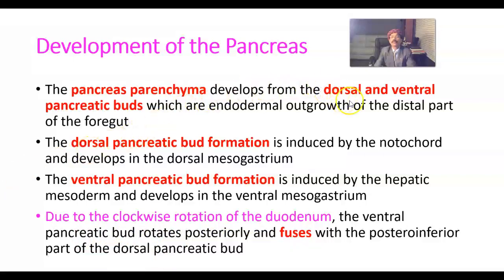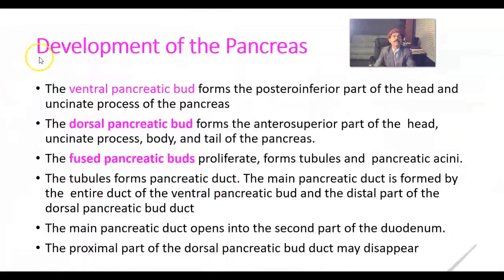So, we have some factors which induce the formation. We also have multiple genes for the development of the pancreas. The ventral pancreatic bud forms the posterior inferior part of the head and uncinate process of the pancreas. The dorsal pancreatic bud forms the anterior superior part of the head, uncinate process, body and tail of the pancreas.